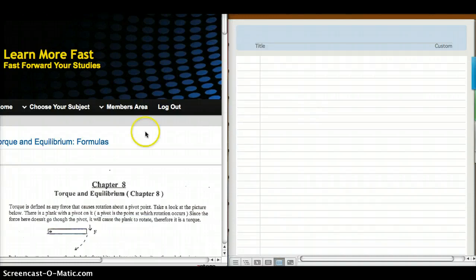This is going to be a video on basic torque and equilibrium. I've uploaded some notes for you to go over, and I hope they're very helpful. I'm also going to make this quick video because some of these need to be explained, and if you're a visual person, then you're definitely going to need this.